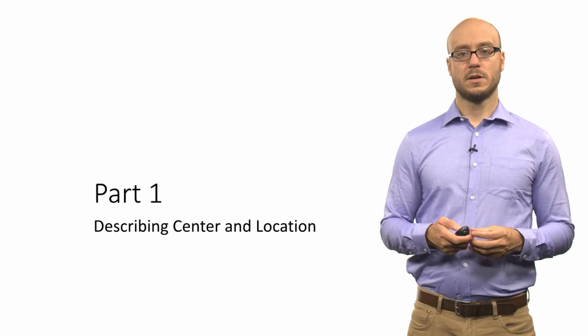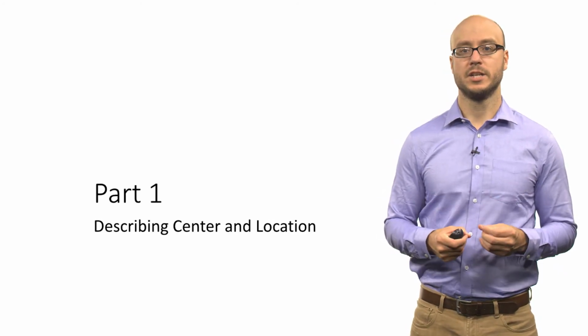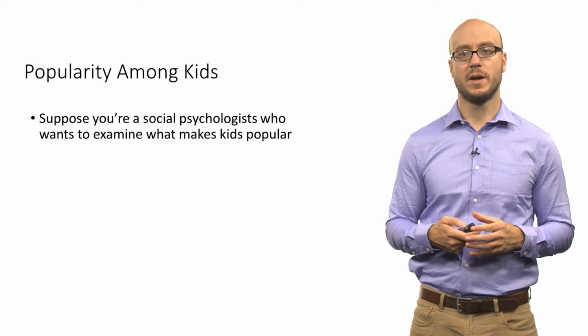For part one, we will talk about describing center and location. First, we're going to talk about the mean, and then we're going to talk about the median, and then the mode.